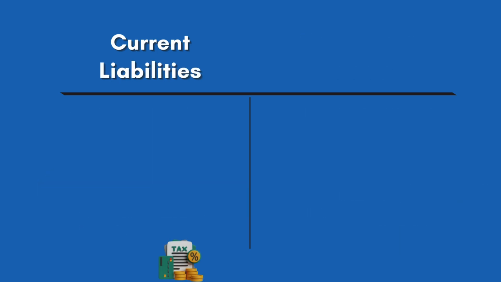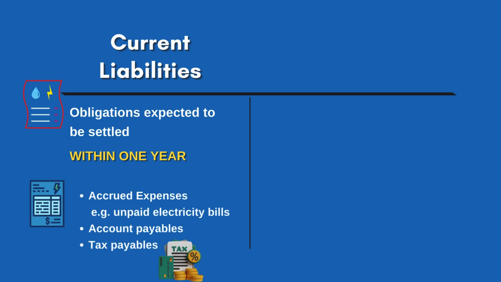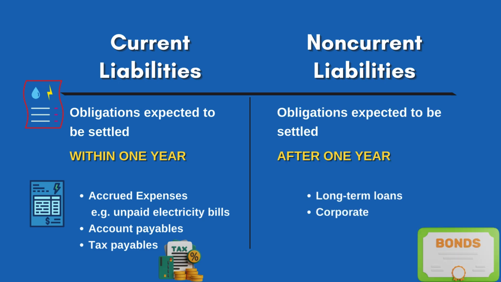Similarly, current liabilities are obligations due within a year, like unpaid electricity bills, accounts payable, and tax payables. Non-current liabilities are obligations due after a year, like long-term bank loans and corporate bonds.